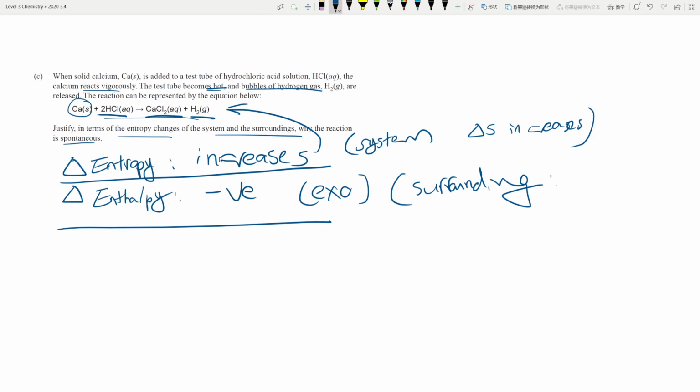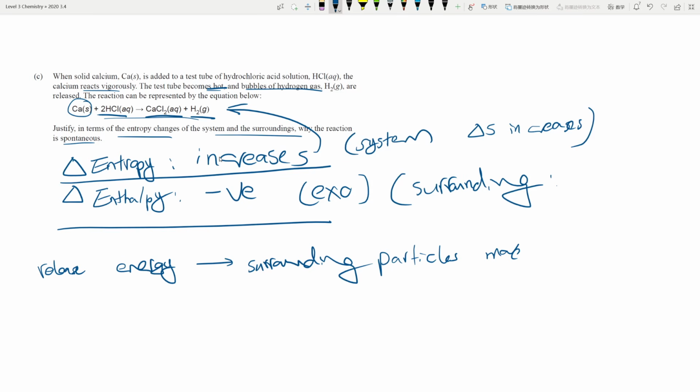So when they have more heat energy, let's just write it down. So you release energy, because some of you are visual learners. It releases energy, so the surrounding particles move faster because they have more heat energy. They have more kinetic energy as a result of increased heat energy.